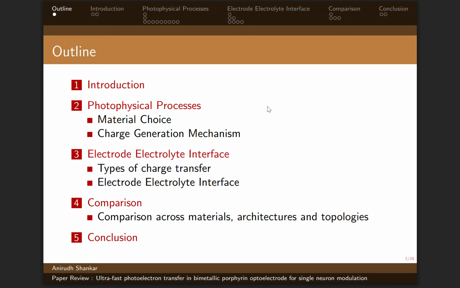In the first section, I shall briefly describe the introduction and motivation behind this paper. In the second section, we shall look at the photophysical processes that are involved in the design of this nanoelectrode. In the third section, we shall look at the electrode-electrolyte interface. And in the fourth section, we shall look at the comparison between this architecture and several other architectures and topologies that have been presented in previous literature. And in the final section, we shall look at the highlights of this over other papers.